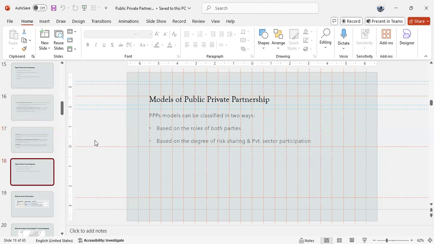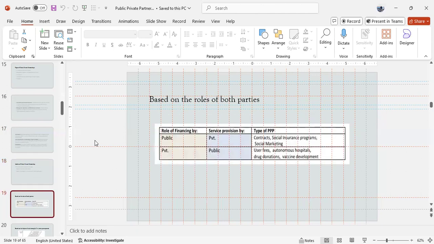Models of public-private partnership. Public-private partnership models can be classified in two ways, based on the roles of both parties, and then based on the degree of risk sharing and private sector participation. Based on the roles of both parties, we can see when there is financing by public sector and service provision by private sector. This type of public-private partnerships are contract, social insurance programs, and social marketing. When there is financing by the private sector and service provision by the public sector, these models include user fees, autonomous hospitals, drug donations, and vaccine development.